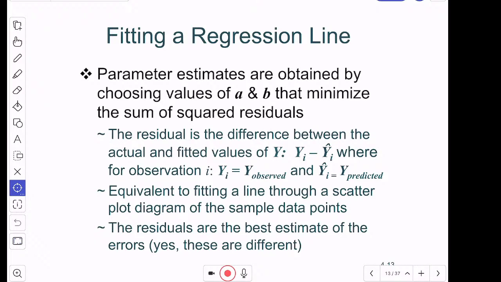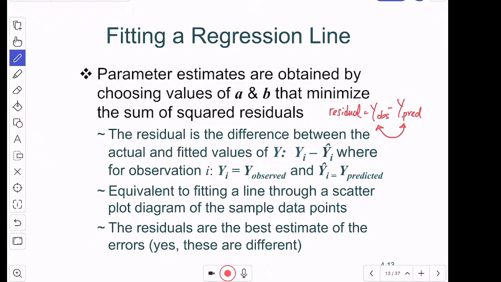But the fit involves minimizing the sum of the squared residuals, where residuals are defined like I showed you before. Residuals are y observed minus predicted. I always tell students, residual equals y observed minus y predicted. And the way I always remember that is in statistics, we use alphabetical order for so many things. So I always remember O before P. So we always subtract them, observed minus predicted.